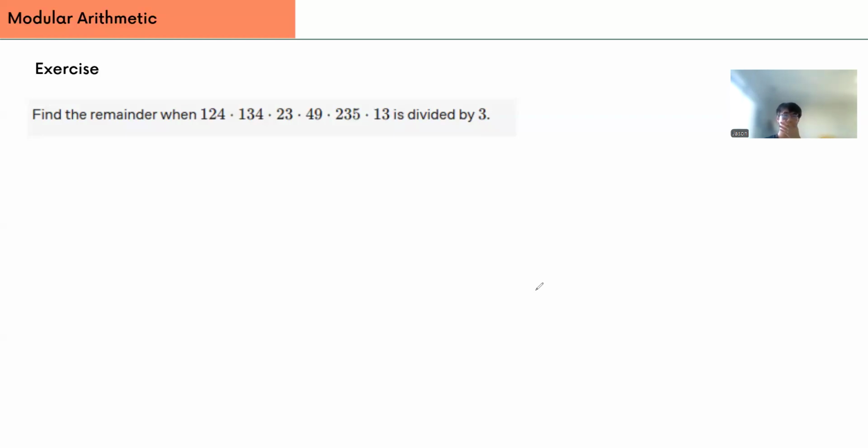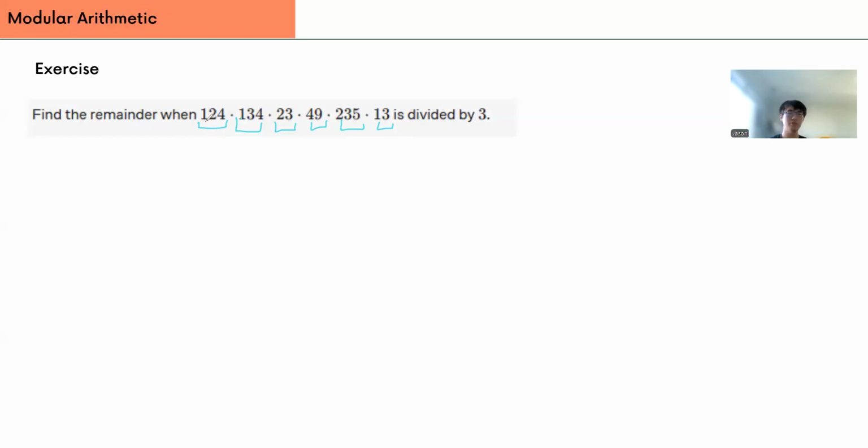So for this problem, it's sort of like the same as the last problem, right? We're going to find each of these things when we're taking them mod 3 and evaluate them, and then multiply them together, only after we've done that. Because multiplying all these numbers together and then dividing by 3 takes a very long time, right?